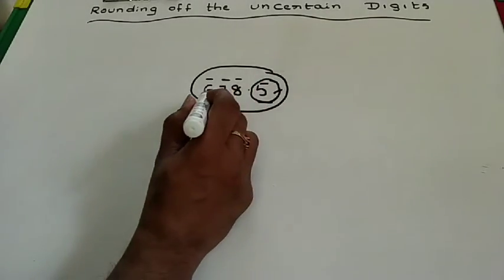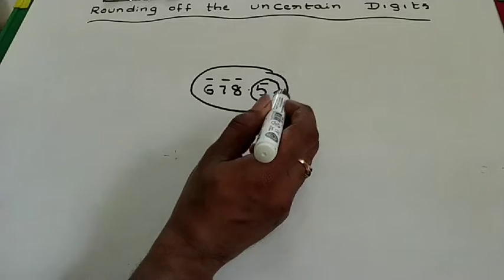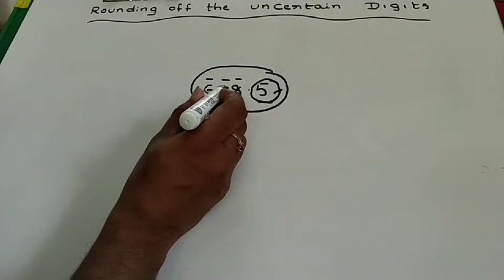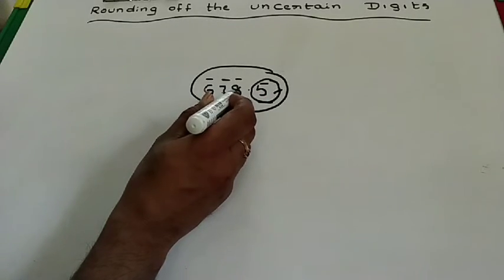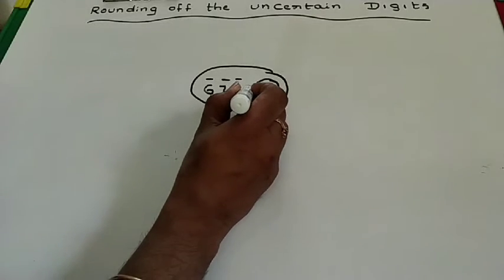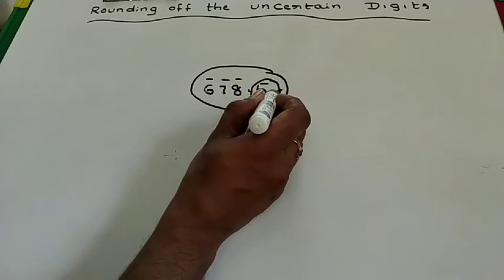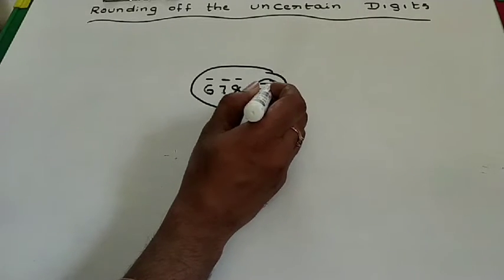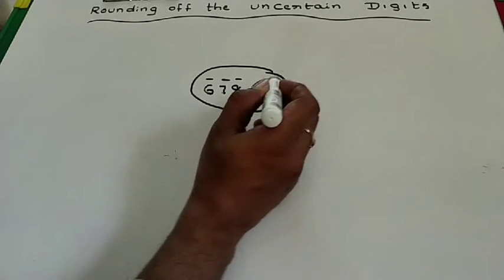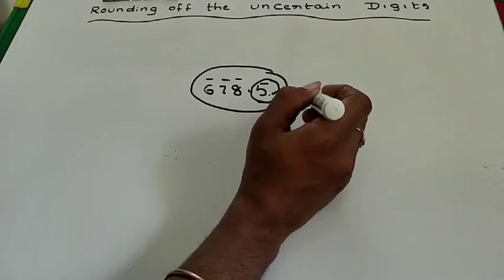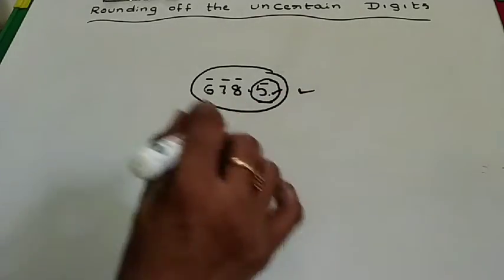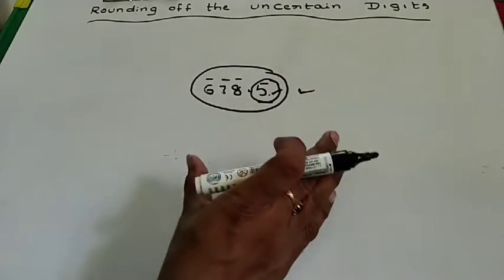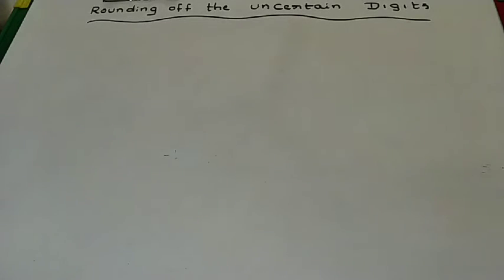Now the whole number is uncertain, in which 6, 7, 8 are certain numbers, and 0.5 is the uncertain number. Now we want to round off this uncertain number. As a result, we need not modify the whole number. The whole number becomes a specific certain number. Now go for discussion. Here, point number 1.